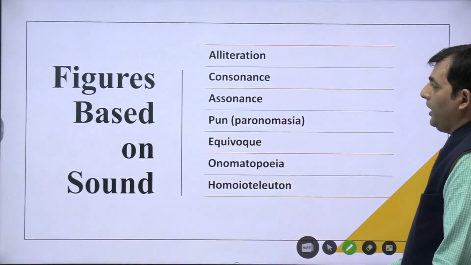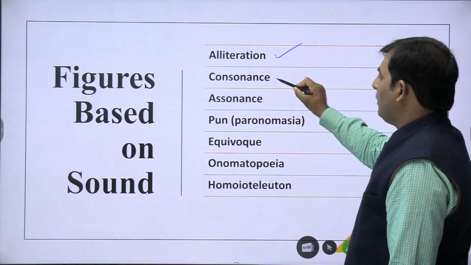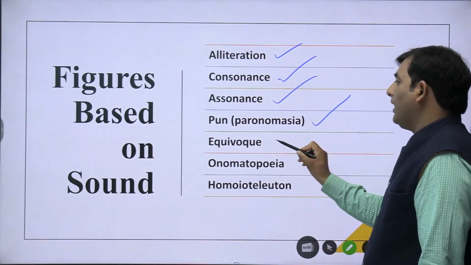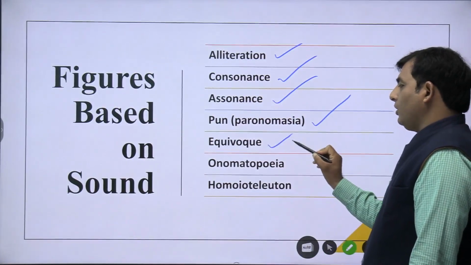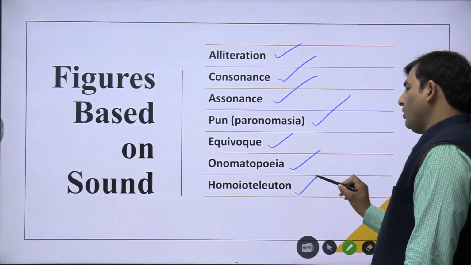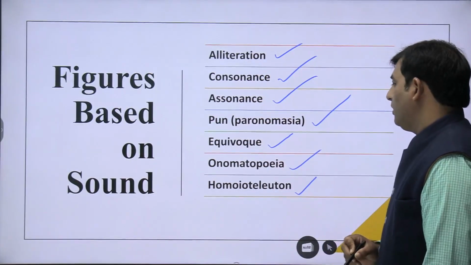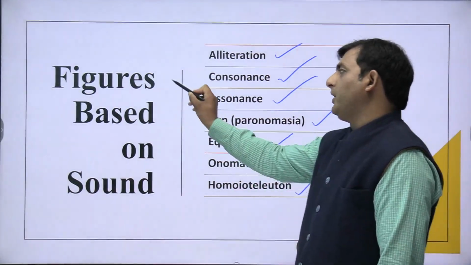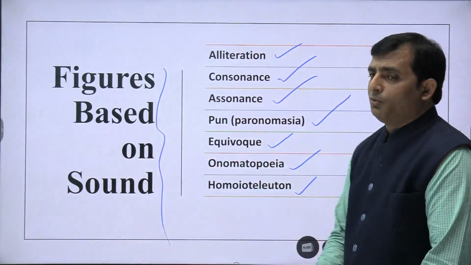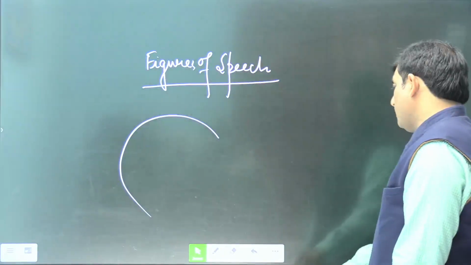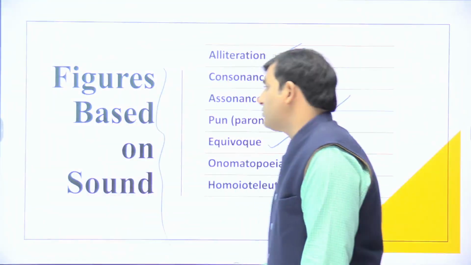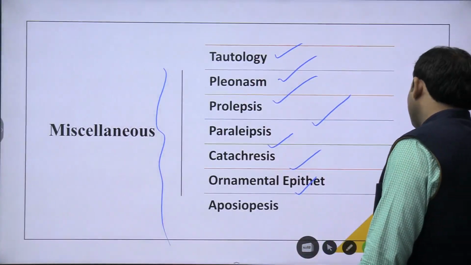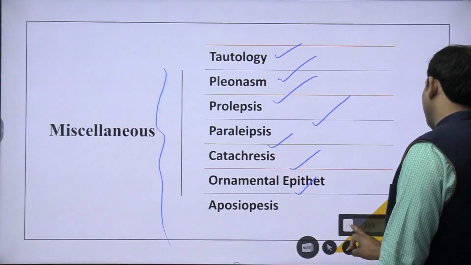And then you have based on sound. Right? Sound: assonance, alliteration, consonance, pun, also known as paronomasia, equivoque, onomatopoeia, or homoioteleuton. Right? These are the figures of speech based on sound. And then you have miscellaneous. You have a list of miscellaneous, and miscellaneous are more than the particular class.